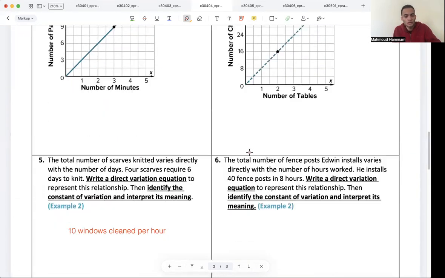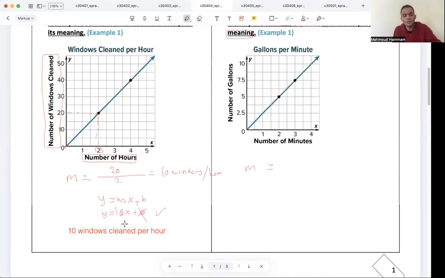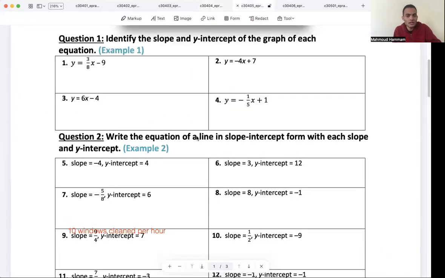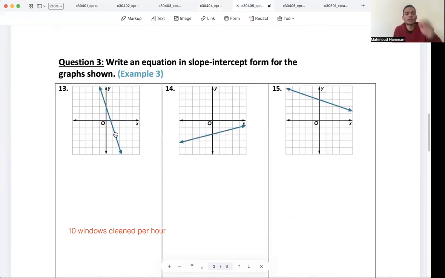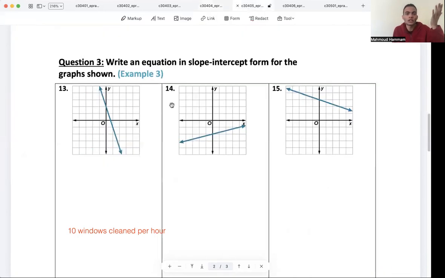Okay. This is regarding the meaning. We wrote y equals mx plus b, so we just got y equals 10x. We got the meaning, we got the slope. Sometimes the graph has a y-intercept like this. We have just written y equals mx plus b, and we didn't have a b, so it was y equals 10x. When do I have a b? Look at the other one.